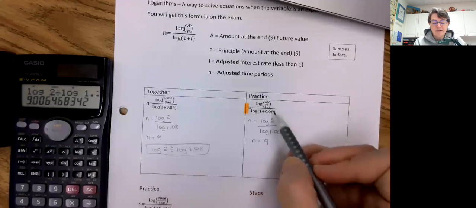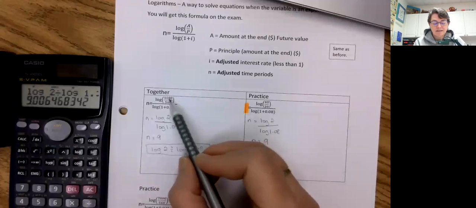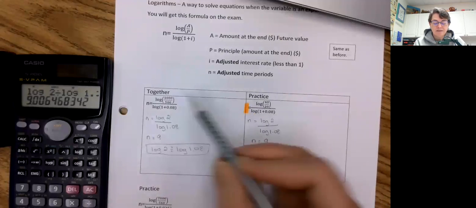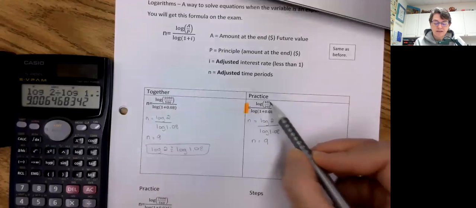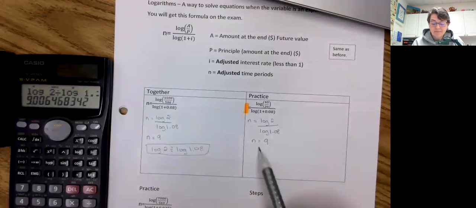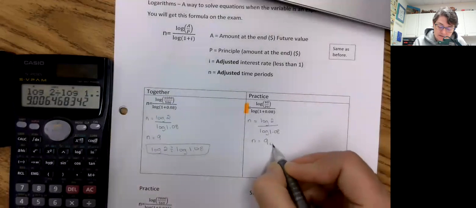I think I was trying to make a point there. This has got to do with doubling money. So whether it's $500 and you're doubling it to $1,000, or $20 and doubling it to $40. That looks like the question from the rule of 72. Doesn't matter. It's still going to be about 9 years.